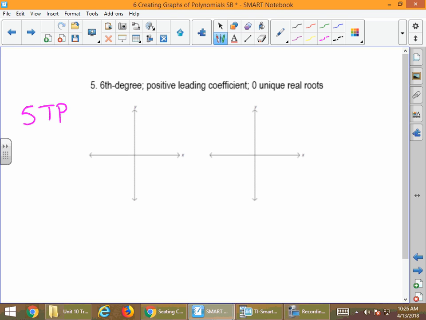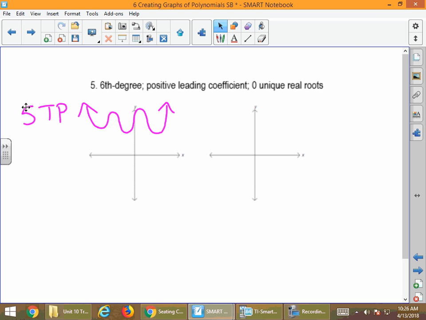0 unique real roots means we're not going to cross the x-axis. We're going to get 1, 2, 3, 4, 5 turning points, and I still need to check. I think I'm good there in terms of my picture, but it's always helpful to check. And when we check, 1, 2, 3, 4, 5, 5th degree polynomial. We do not cross the x-axis, 0 real roots, and we do end by going in the upward direction towards positive infinity, which means that we do have a positive leading coefficient.